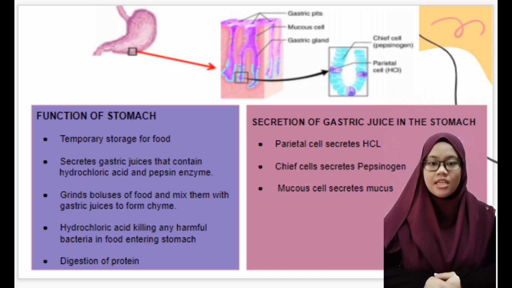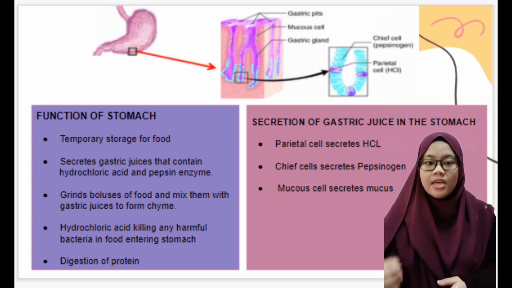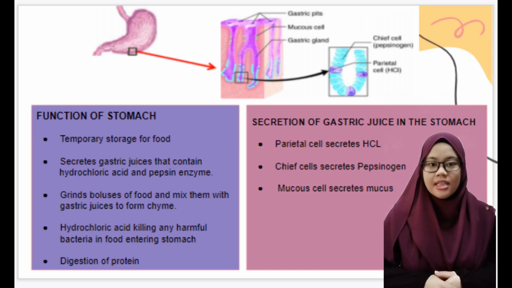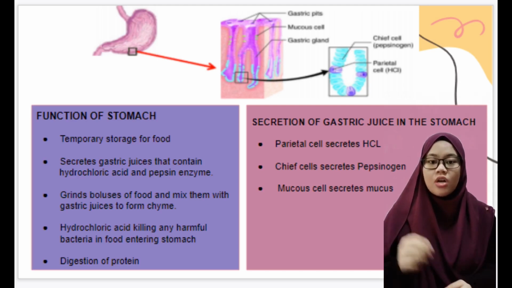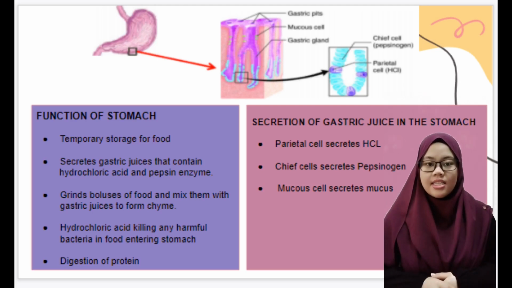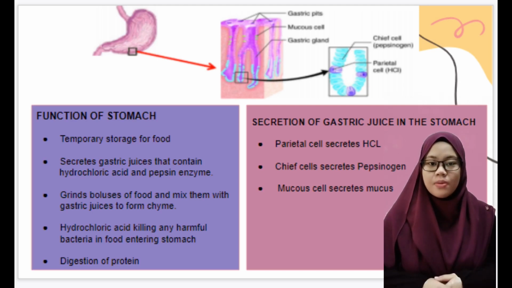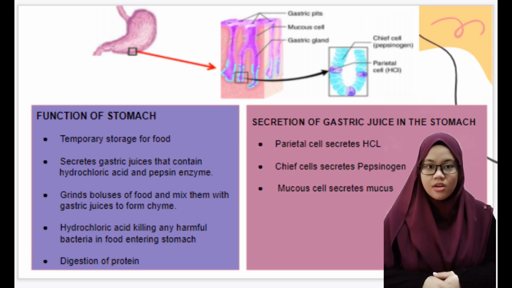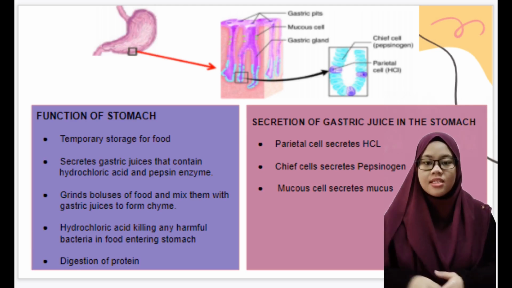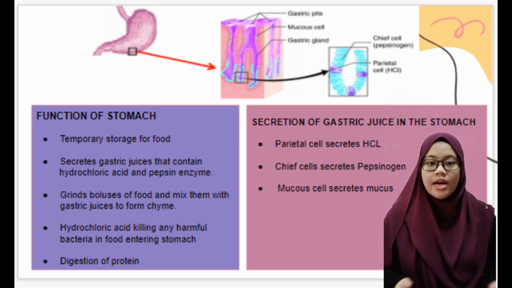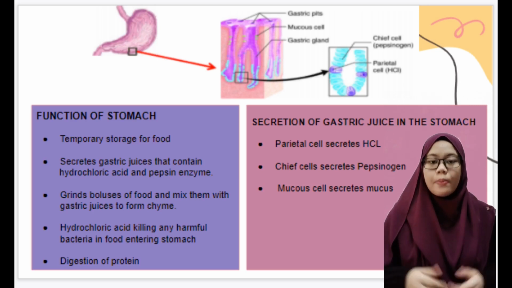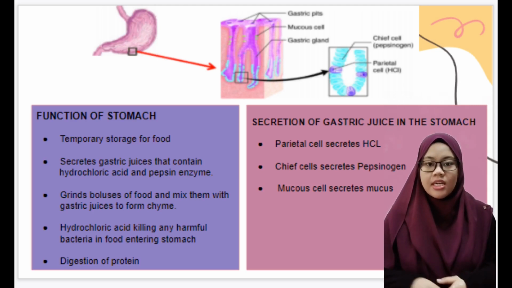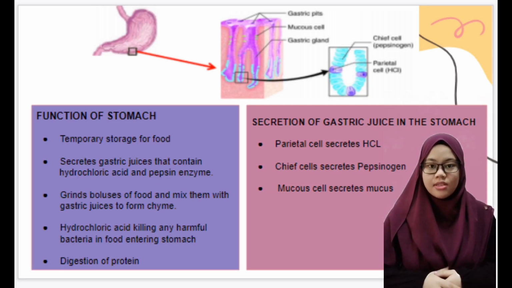Mucous cells secrete mucus that lubricates and protects the cell lining of the stomach from being destroyed because of the high acidity. Now let's move to the parietal cells and chief cells. Parietal cells secrete hydrochloric acid, while chief cells secrete pepsinogen. The hydrochloric acid cleaves the pepsinogen into pepsin, where pepsin is a protease that can be used to break down protein into smaller molecules.